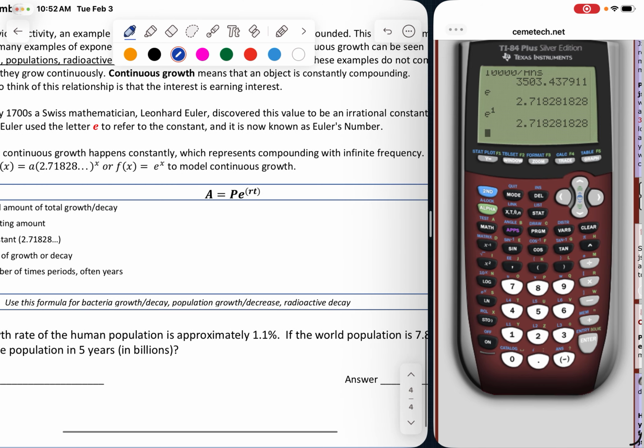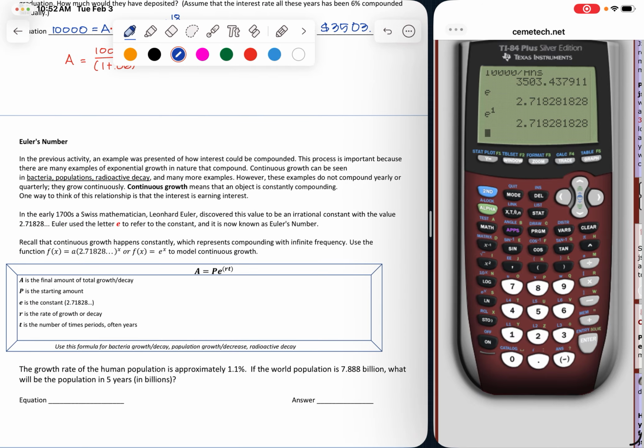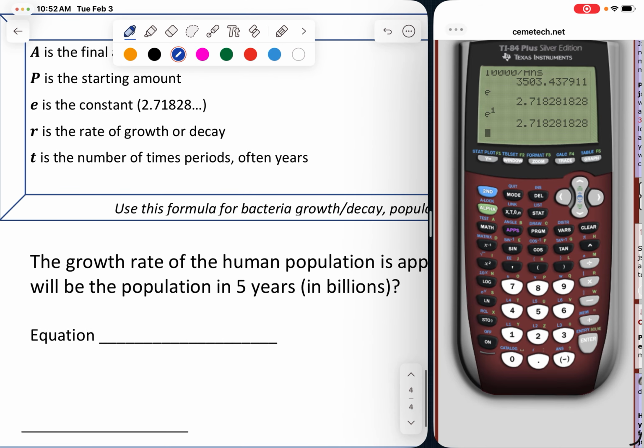We're using this formula when we are doing a problem about bacteria growth or decay, population growth or decrease, or radioactive decay. So we just have one example and then we'll do some more tomorrow. This says the growth rate of human population is approximately 1.1%. If the world population is 7.888 billion, what will the population be in 5 years, in billions? All right, so let's write our equation, okay?